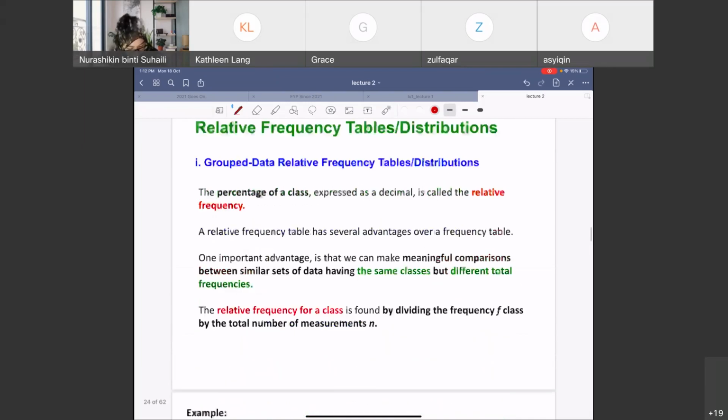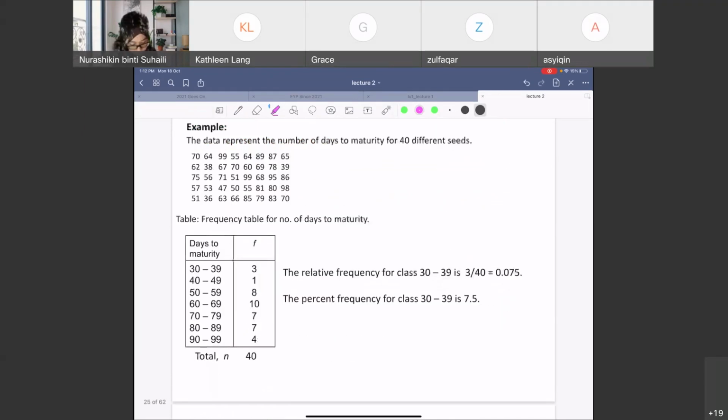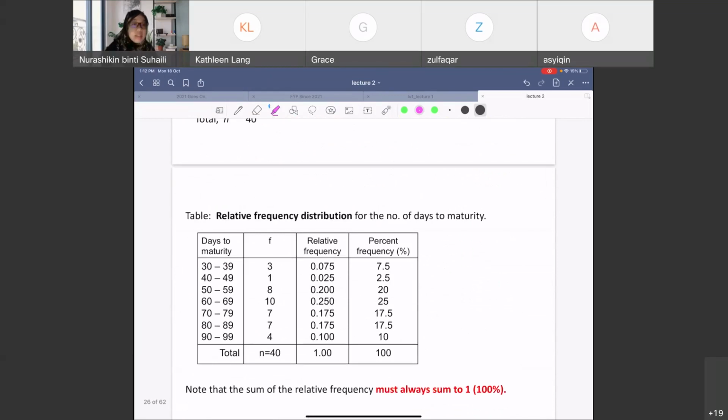Okay, and then we move to the relative frequency table. So we talked about group just now. Now we have a new term, which is relative frequency. What does it mean? I'll go directly into the example. Just now we talked about this one, right? We talked about the classes and also the frequency. So the relative frequency distribution or table is an extension of what we talked about just now.